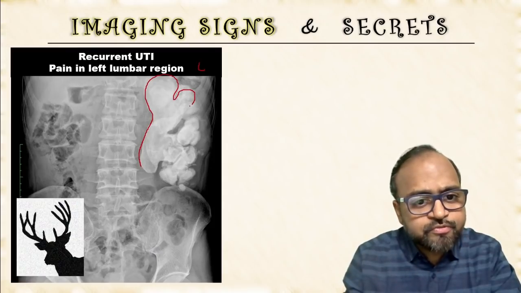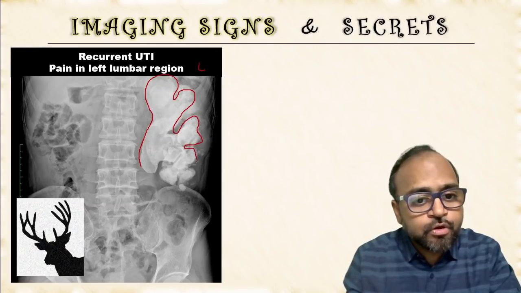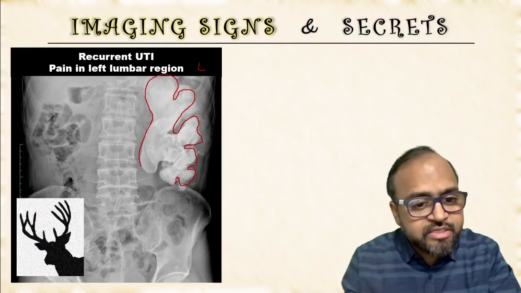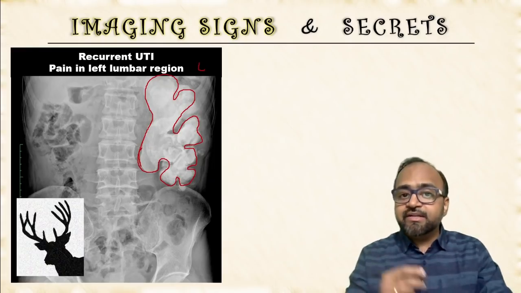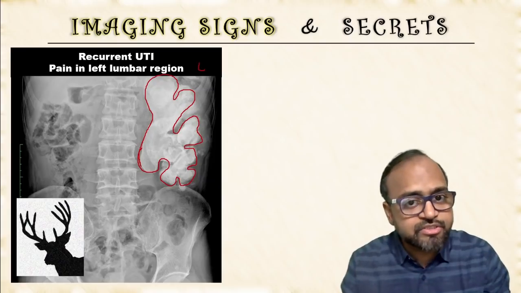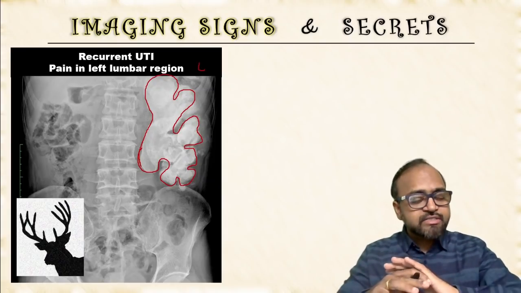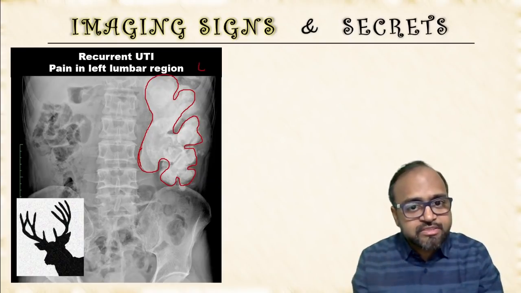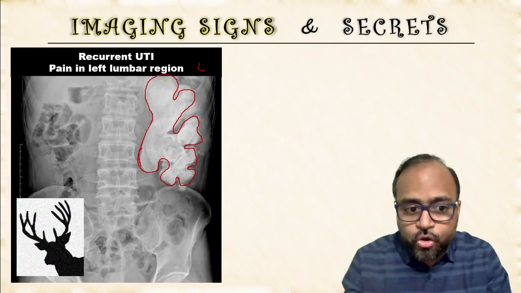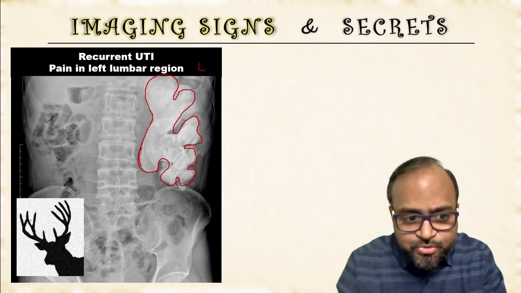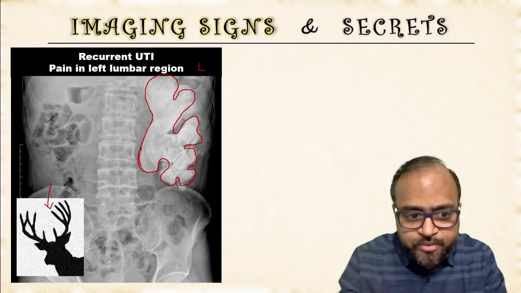How is the shape of this particular structure? If you see, it is almost as if it is forming a cast, and this cast is filling up what? It is filling up the entire left pelvic calyceal system. So something is forming a cast and is filling up the entire left pelvic calyceal system. This looks like the horns of a stag, as you can see here in this representative image, right?